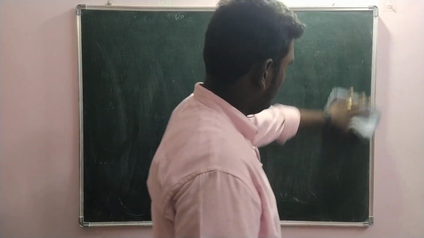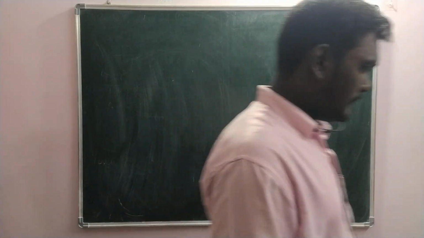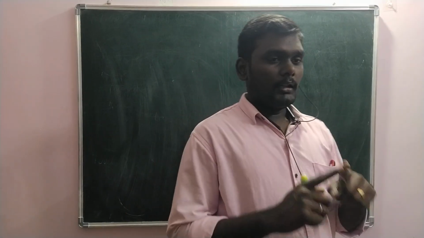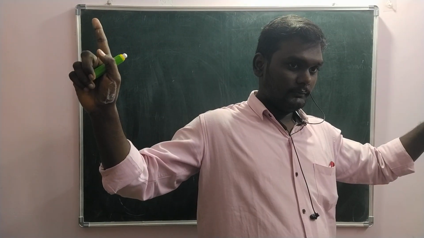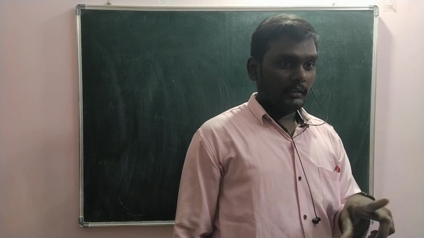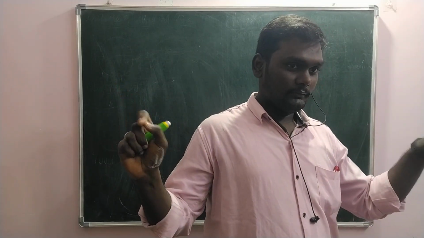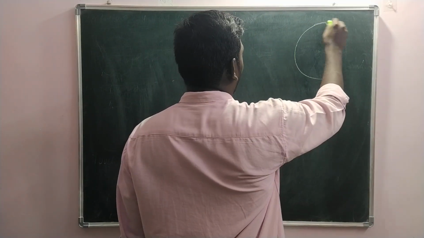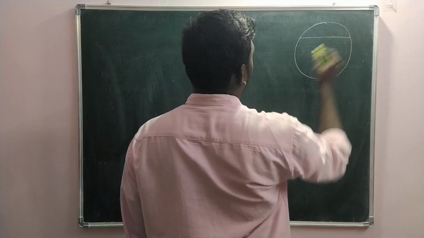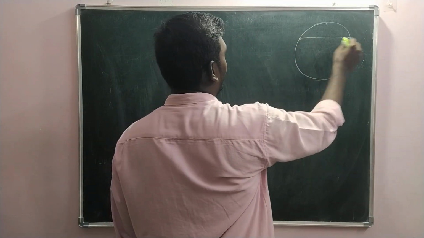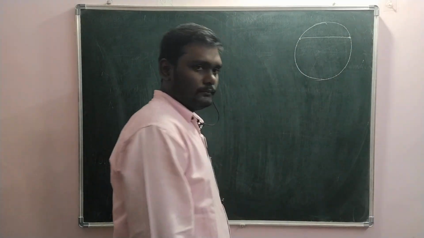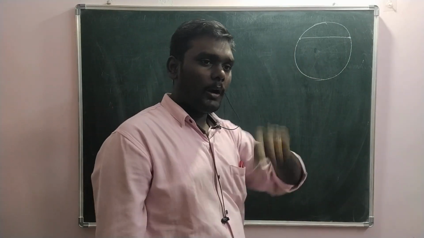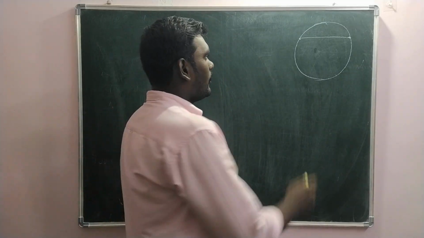Now, we have seen about secants, right? A secant is a straight line. Suppose it is not a straight line, it's a line segment which touches the circle at exactly 2 points, intersecting the circle at 2 points, or else the line segment joining any 2 points on the circle is called a chord of a circle.